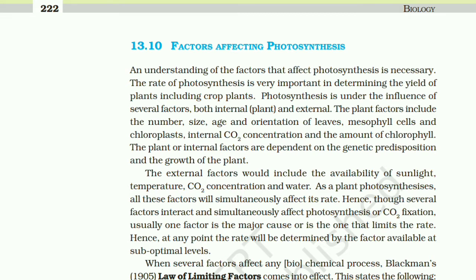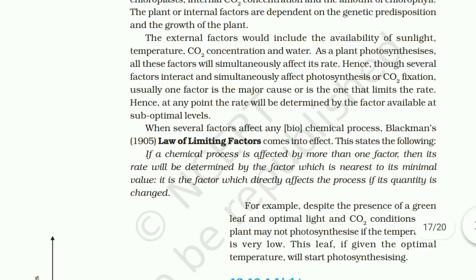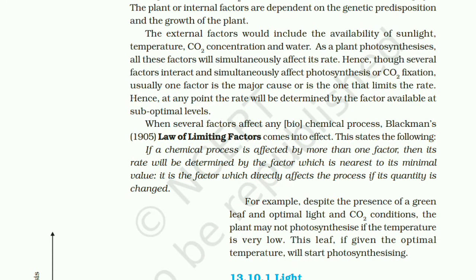The external factors would include the availability of sunlight, temperature, CO2 concentration and water. As the plant photosynthesizes, all these factors will simultaneously affect its rate. Hence, though several factors interact and simultaneously affect photosynthesis or CO2 fixation, usually one factor is the major cause or is the one that limits the rate. Hence, at any point the rate will be determined by the factor available at suboptimum levels.